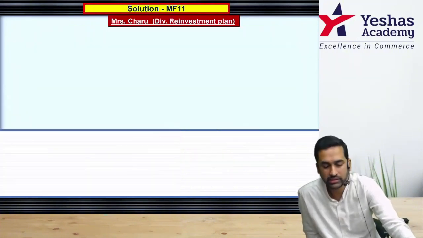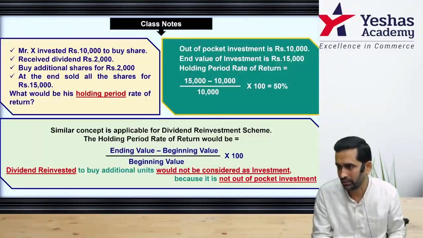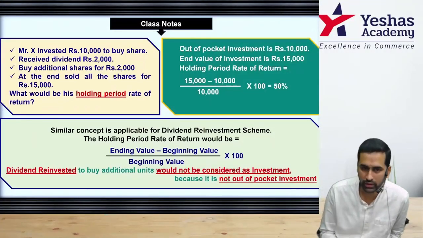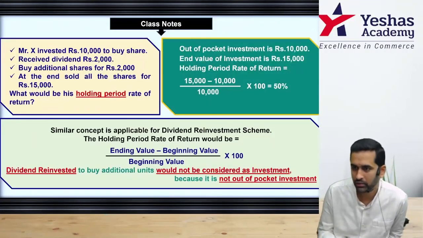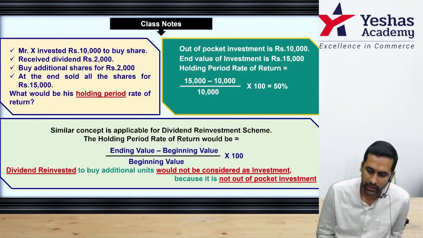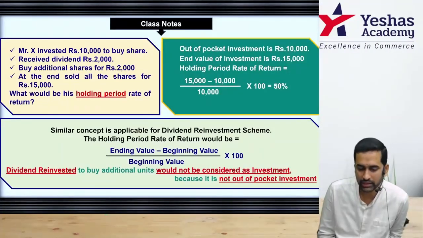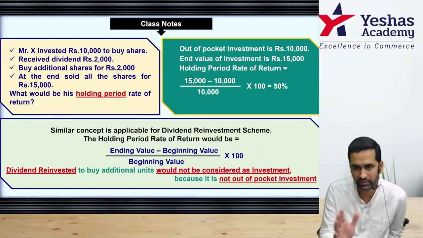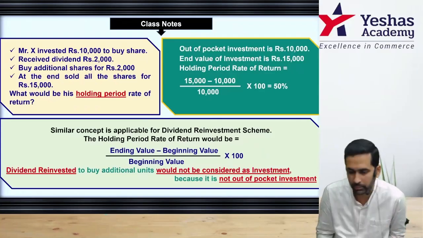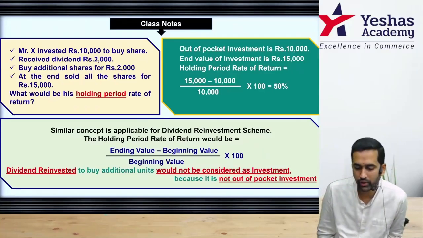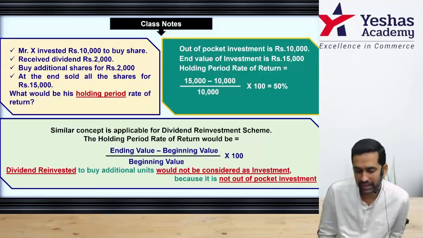Just see this slide, a basic explanation. This is a class note. If you understand, no need to copy. If you want, you can copy. Small explanation story is given to you. Mr. X has invested 10,000 rupee to buy share. Separate story, not this sum. He received dividend of 2,000. He buys additional share of 2,000. At the end, sold all the shares for 15,000. What should be his rate of return?